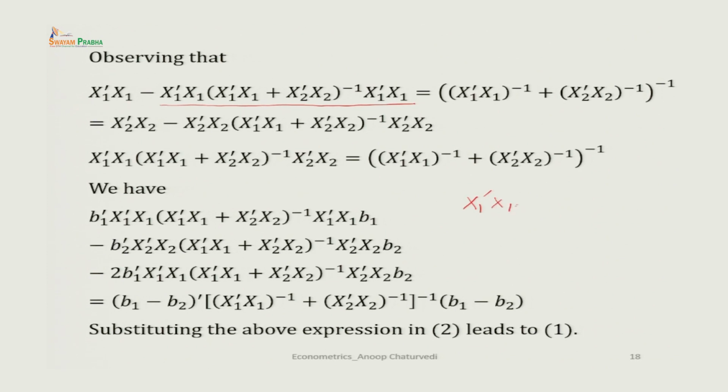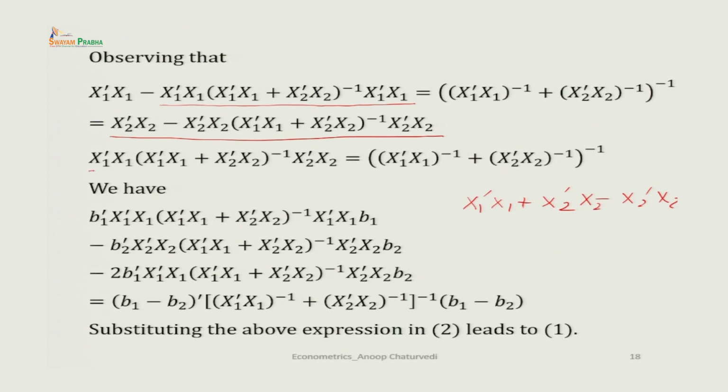write x 1 transpose x 1 equal to x 1 transpose x 1 plus x 2 transpose x 2 minus x 2 transpose x 2, and then we have derived this expression, and finally, you obtain (x 1 transpose x 1 inverse plus x 2 transpose x 2 inverse) whole inverse. Similarly, you can simplify this second expression also.